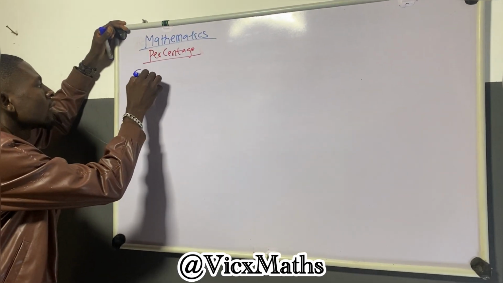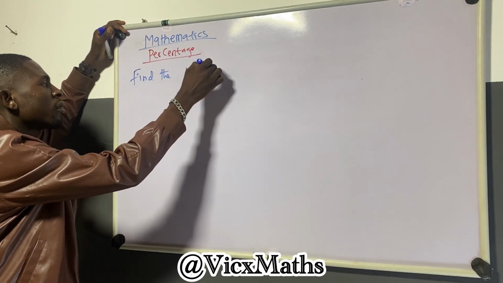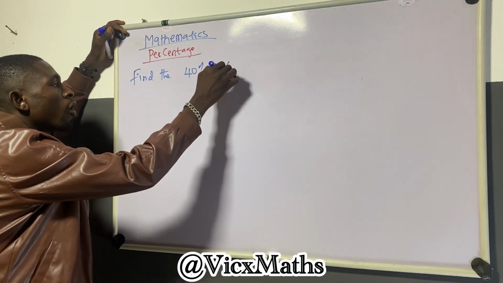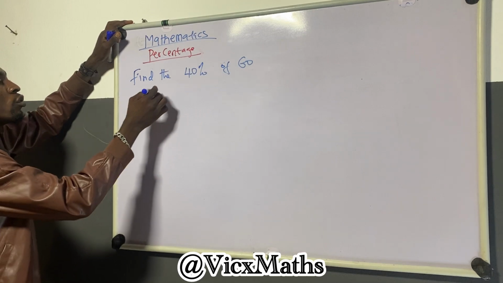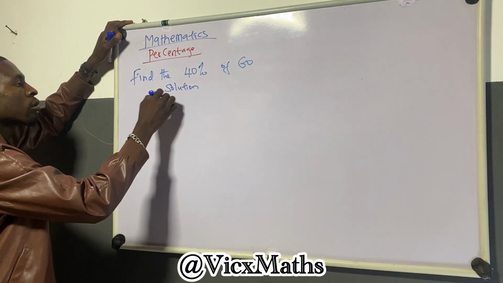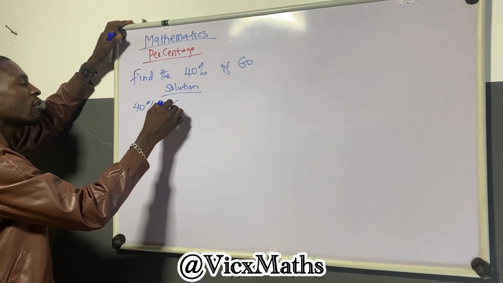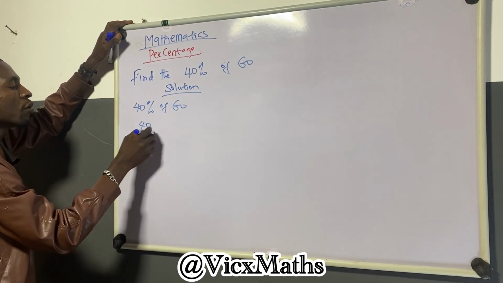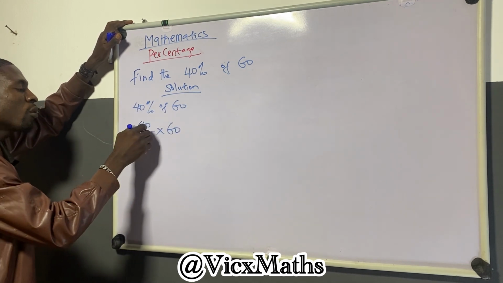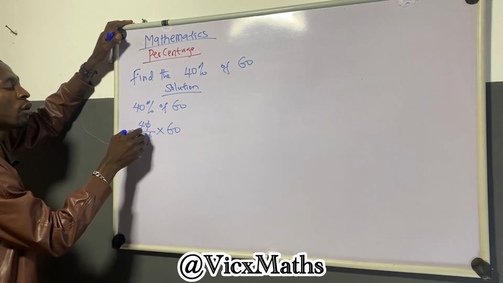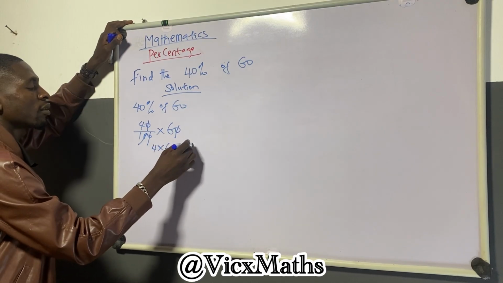Find 40% of 60. This is a common question in primary school. So what do you do? Solution. You have 40% of 60. This percent means 40 over 100. We know that of means multiply by what? 60. You can go by saying 0 cancels 0, left with 1 over 1. Anything over 1 is the same number. So we have 4 times 6, and the answer is 24.